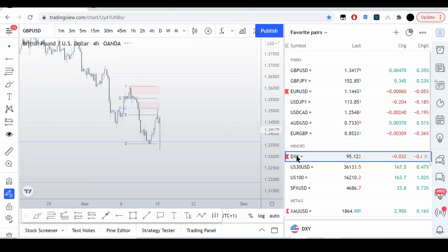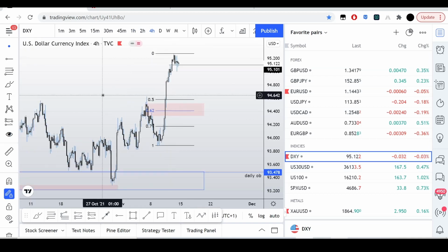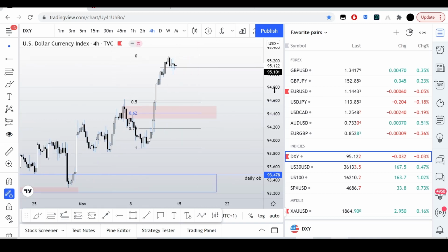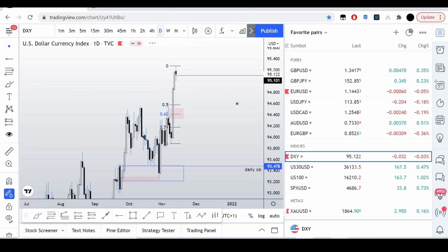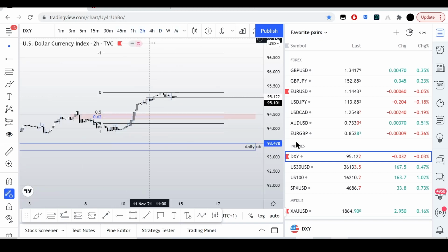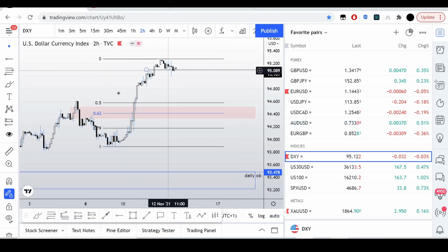Let's do DXY. I should have done DXY first, and I did do that in the last one where I thought I was recording. But yeah, looking at DXY, you can see on the daily that we are bullish, and I am looking at this dealing range right here from this low to this high. You have this breaker inside of here.